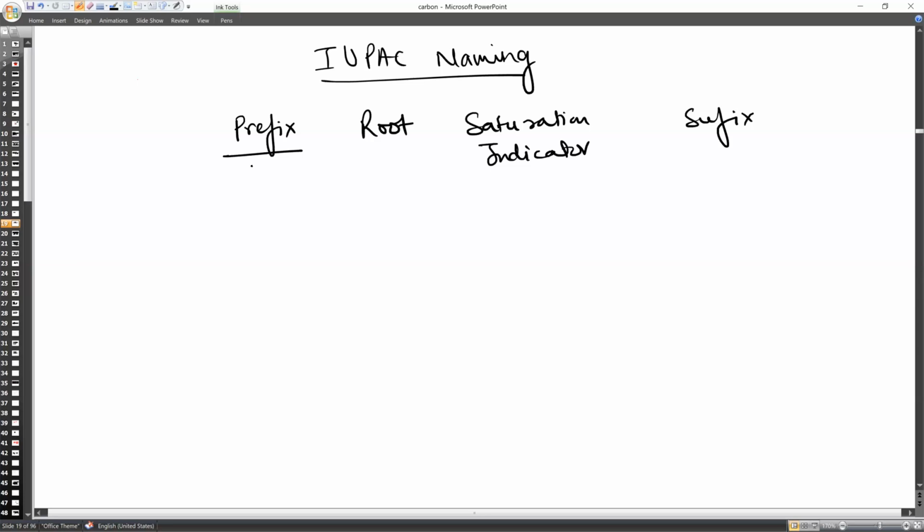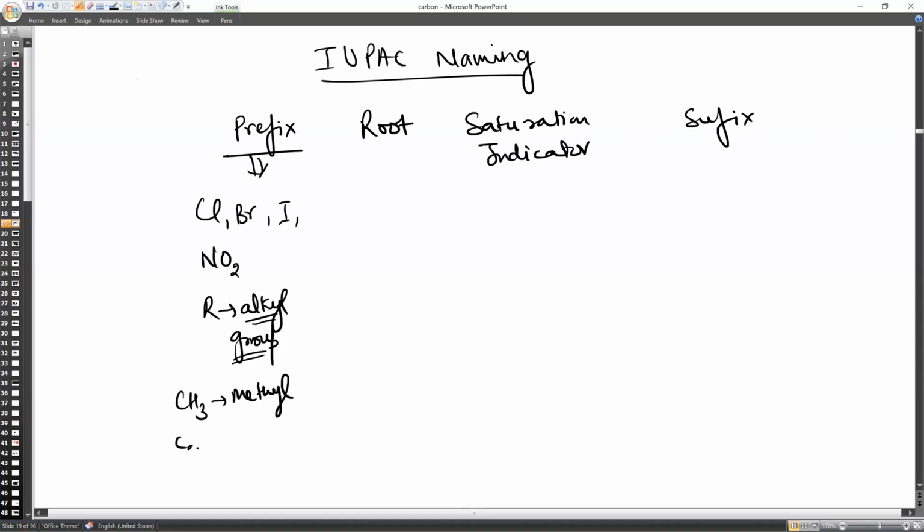Prefix, I told you, can be present or not. If it is present, it can be one or more than one. For prefixes, we generally write the names for functional groups like chloro, bromo, iodo, nitro, or a branch for an alkyl group. For a one carbon chain, we use methyl. For a two carbon chain, C2H5, we use ethyl. For three carbon, C3H7, we use propyl.